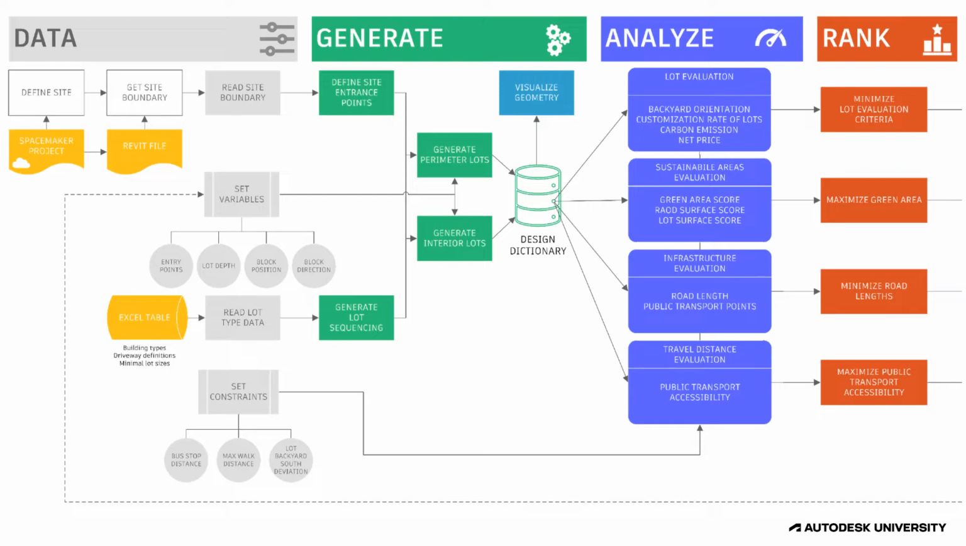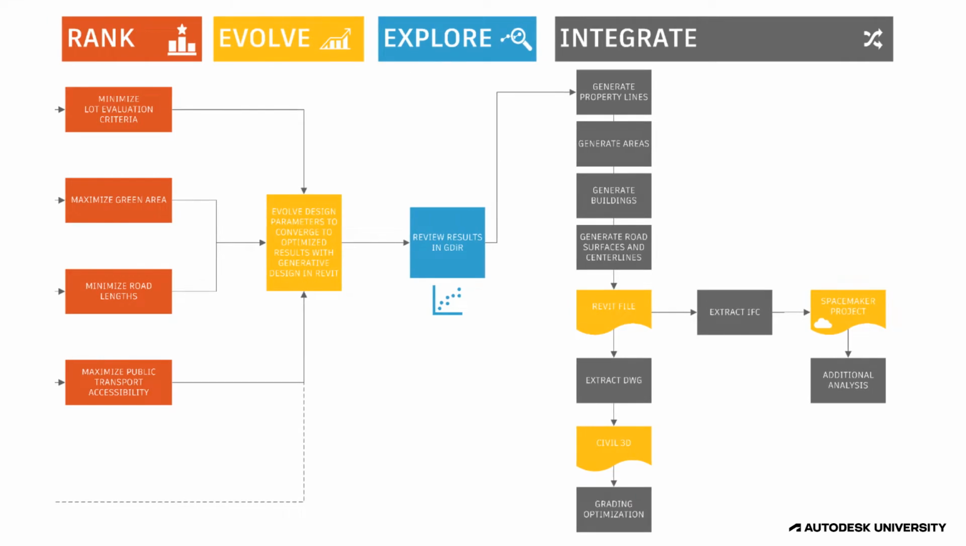And this can help you a lot when you start building yourself such scripts. So in our case, we gather a bit of data, going to explain this a bit more in detail later on. And with that data, we generate a specific developed piece of land with multiple lots and buildings on it that are gathered together in a dictionary. They are analyzed, ranked, and then we use the evolved technology within generative design to get better solutions. And GDIR stands for Generative Design in Revit. This is then used to explore all the results and then send them back later on to Revit, Spacemaker, and even Civil 3D.